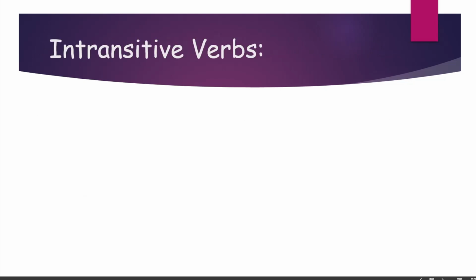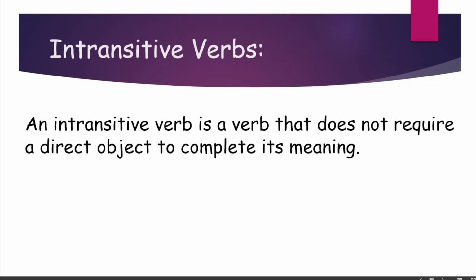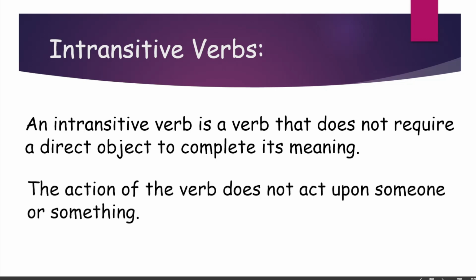Next is intransitive verbs. An intransitive verb is a verb that does not require a direct object to complete its meaning. The action of the verb does not act upon someone or something. For example, she laughed. Here, laughed is the intransitive verb. There is no direct object in this sentence because laughing doesn't involve an action on something specific.